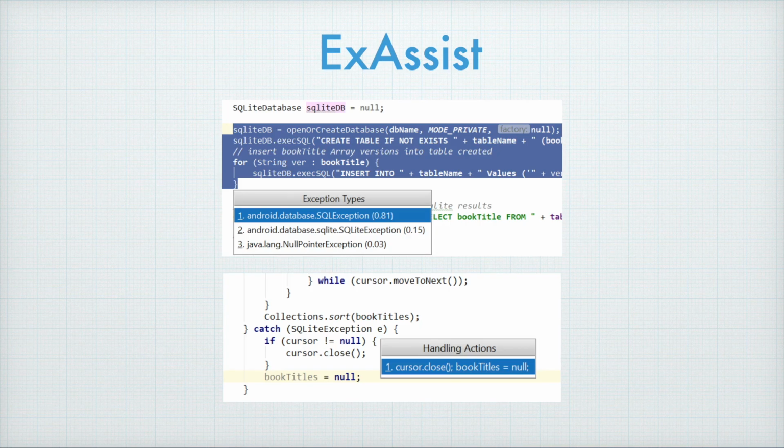In the second use of X-Assist, if we select a portion of code, then the plugin can recommend the exception type that could be caught, that we should catch on the code snippet. It can also generate the handling actions in the catch block in case we choose to handle the code.